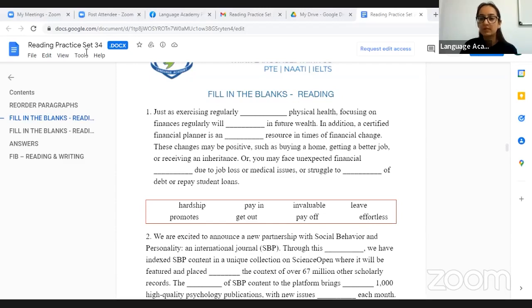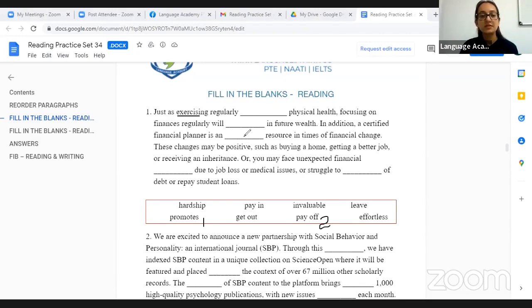Good, very well done. So this says, just as exercising regularly dash physical health. So yes, the answer is promotes. Exercising is a singular noun, so we need a verb with S. This promotes physical health. Focusing on finances regularly will dash in future health. Will pay off. Pay off means will. You can understand it as we'll get this back. This is what is going to come back to us. Will pay off in future wealth.